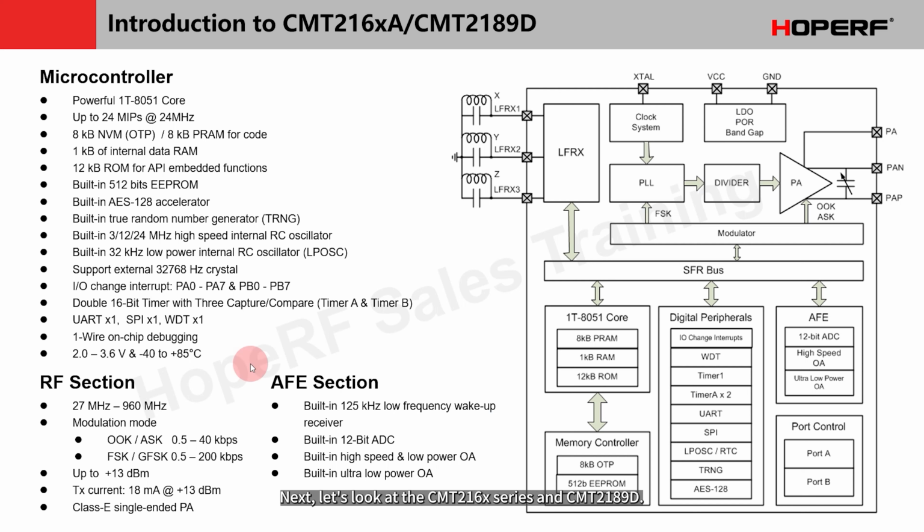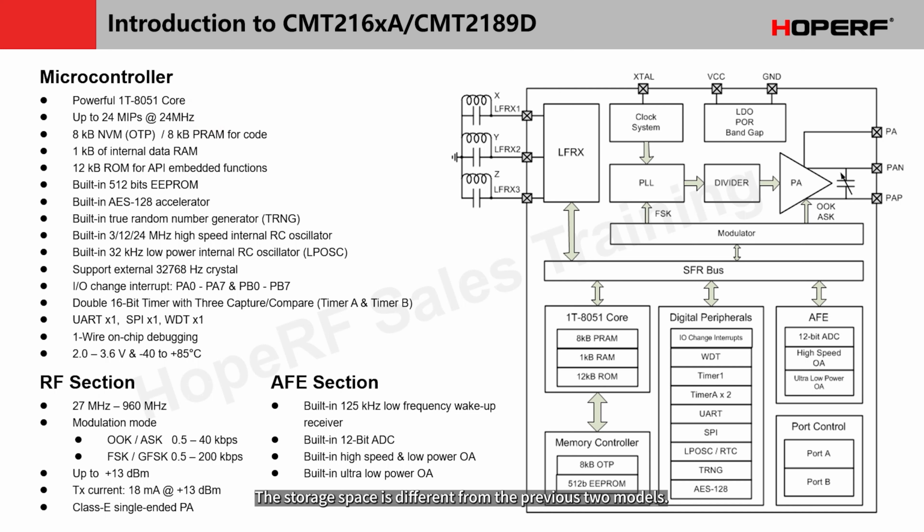Next, let's look at the CMT216X series and CMT2189D. They use the same high-performance 1T 8051 core. An internal 24 MHz high-speed RC oscillator is also integrated. And this chip's operating speed supports up to 24 MIPS.